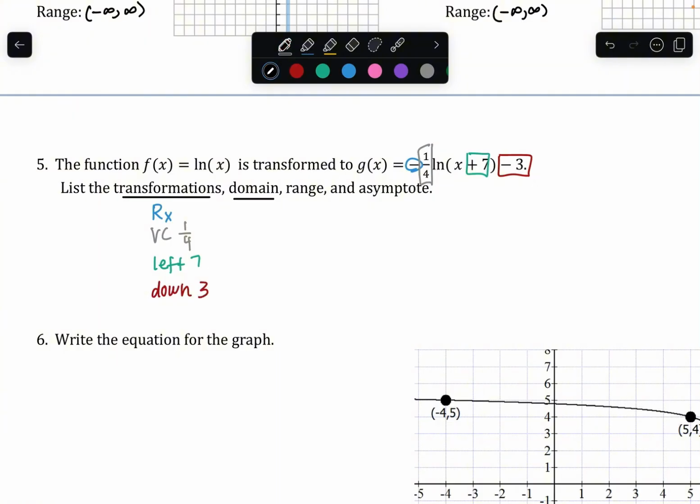For our domain, we are still going to be to the right of the asymptote. There's no reflection inside, and so our domain is going to go from -7 to infinity, while our range is always going to be all real numbers. And then the vertical asymptote is x equals, oh, it's left 7, sorry, negative 7, is x equals negative 7.